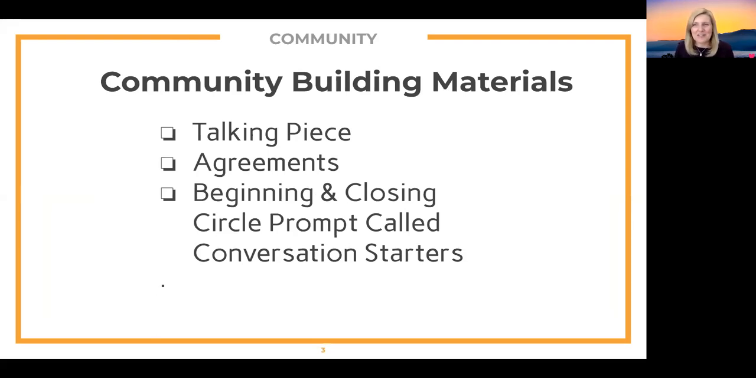You'll need a talking piece, and a talking piece is simply something a student can hold in their hands while they're speaking and pass to the next student as a signal so that the next student can share what their thoughts are. You will also want some agreements. Agreements are just things that help us understand how we want to treat each other in circle and during class.